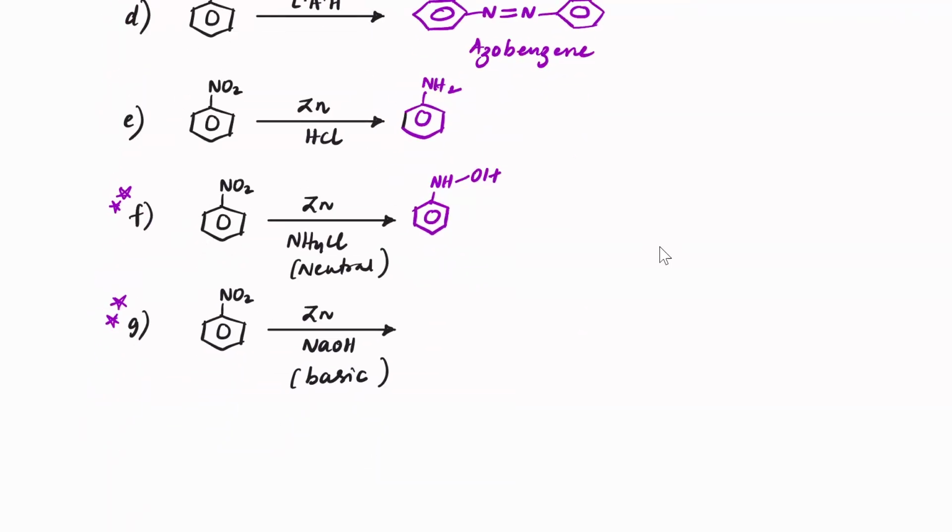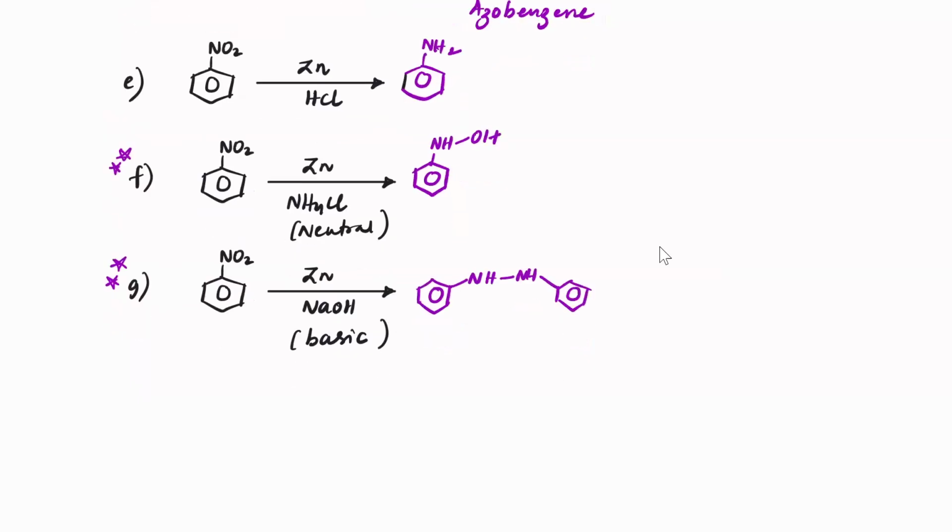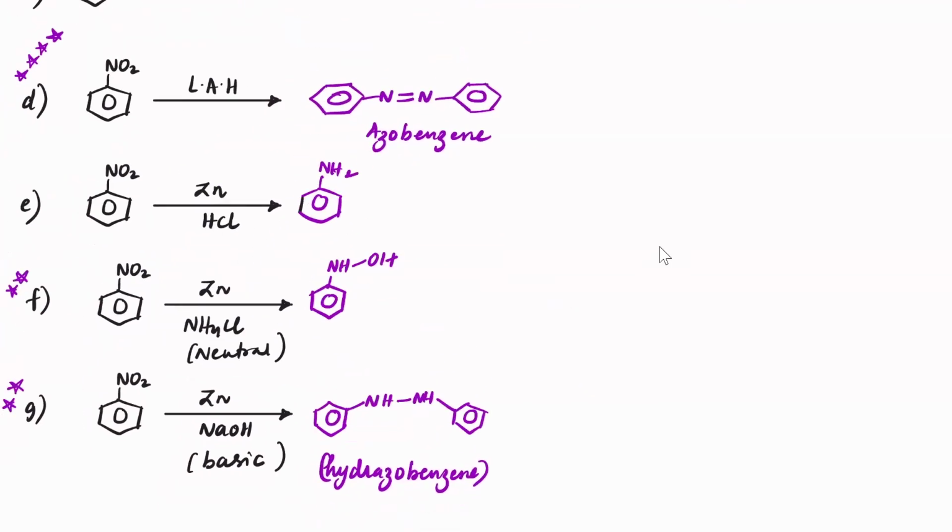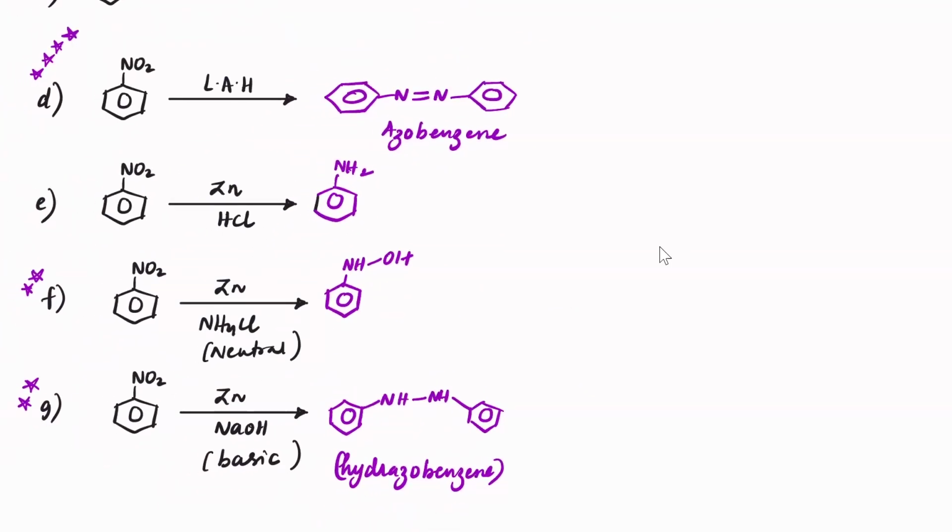And in the case of a basic medium, first it forms an azo, and that azo will also get reduced to NH here like this. So this is like an azo group with two hydrogens. That's why it is called hydrazobenzene. It is termed hydrazobenzene. Clear? This is how it will take place.